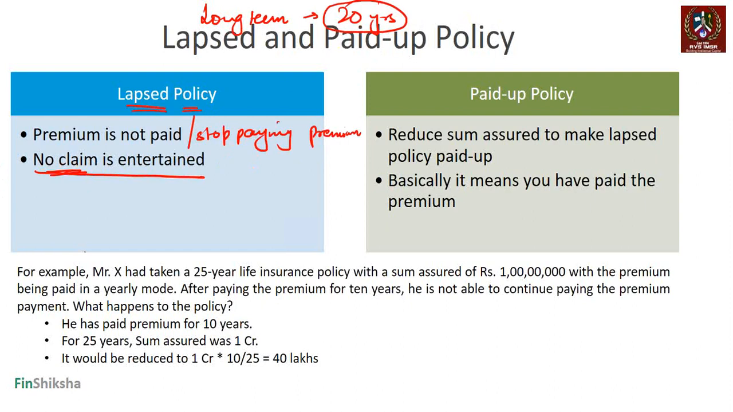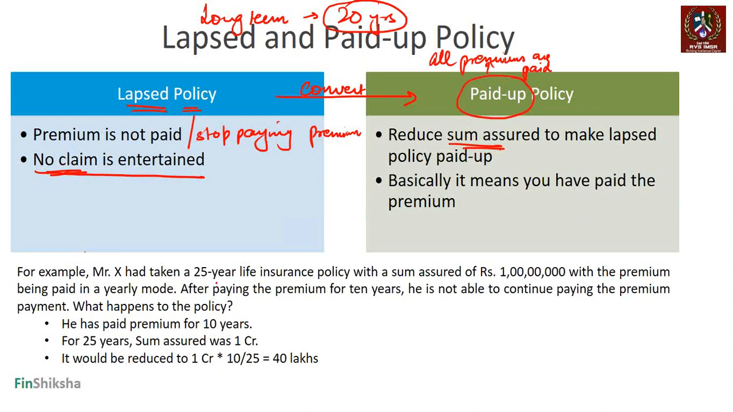Now, in certain cases, you may not want to pay it. In certain cases, you may not have the money to pay it. In which case, there is one option available, which is you can convert a lapsed policy to a paid up policy. How can you do that? You can reduce the sum assured to make the policy paid up. What do we mean by paid up policy? A paid up policy is one where all premiums are paid. You've already paid those premiums, and that's why it is called a paid up policy.